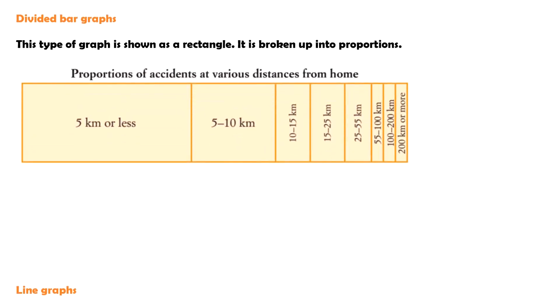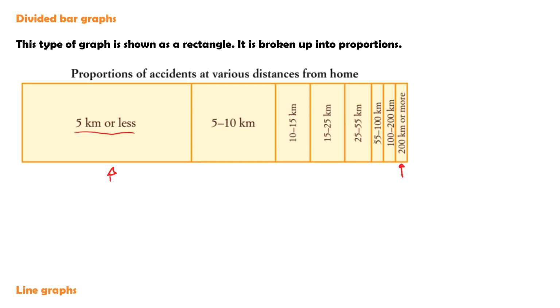The next thing we're looking at is a divided bar graph, and as you can see, it's a massive rectangle and it's broken up into proportions. You can see down here in this column, this little section, the 200 kilometers or more, is very small compared to our 5 kilometers or less, which is quite large. A lot of these type of questions ask, what do you think the proportion is of people who had an accident between 5 kilometers or less, and you would have to give a fraction or some sort of a percentage of that. And it is okay to make an estimate.